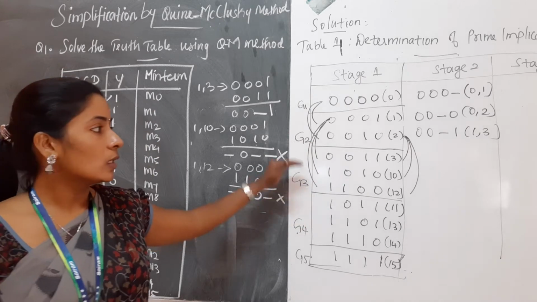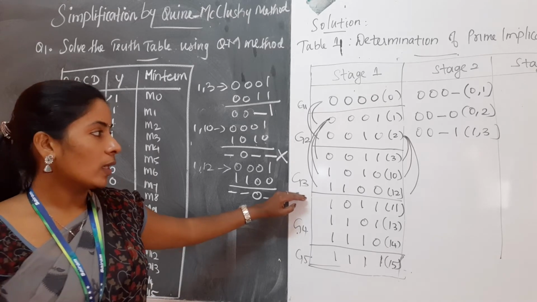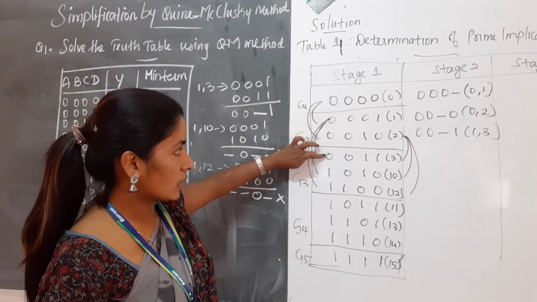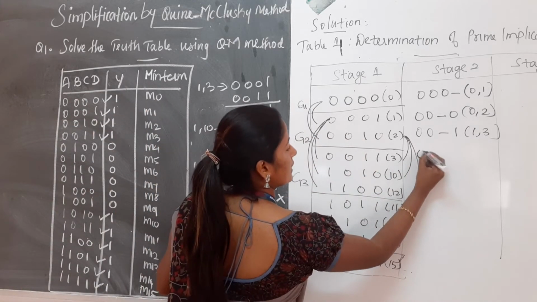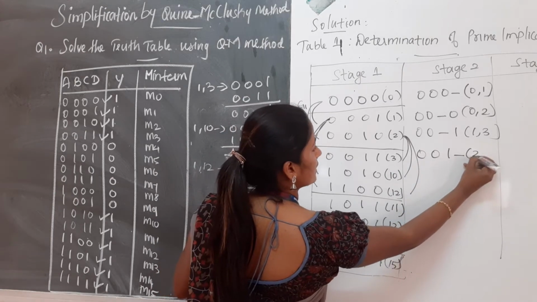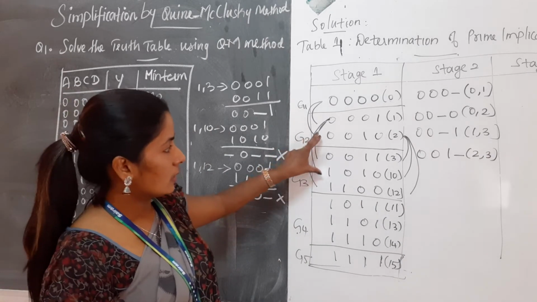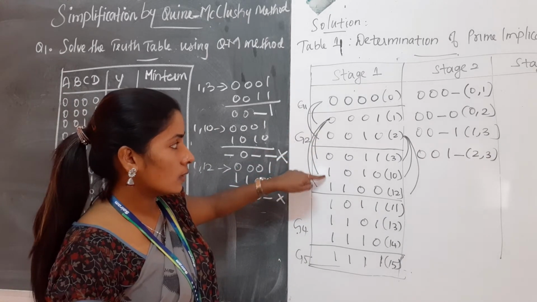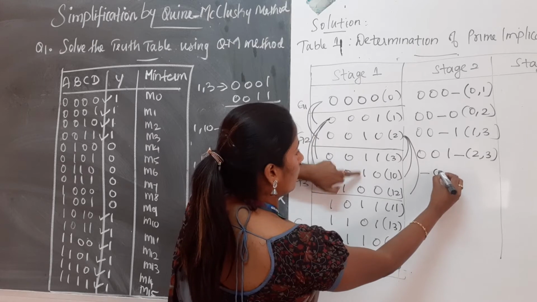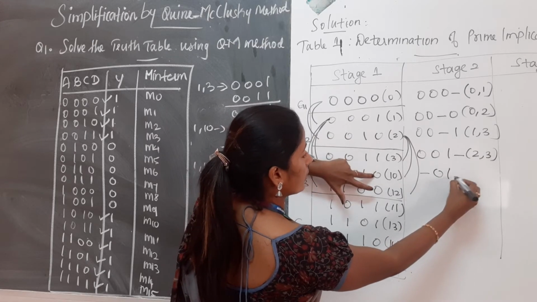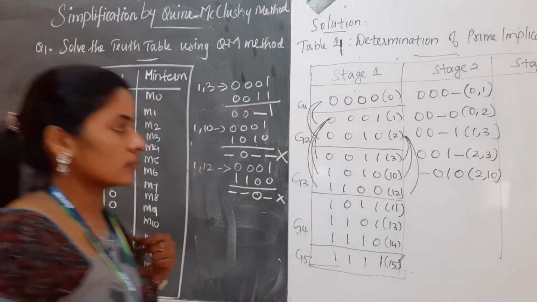Next I will compare 2 with all the elements of G3. Here I have 2, which is 0 0 1 0, and 3, which is 0 0 1 1. So I am getting 0 0 1 dash. It's from 2 and 3. Okay, so next I am comparing 2 and 10. 0 0 1 0 and 1 0 1 0 gives dash 0 1 0. So this I am getting from 2 and 10.